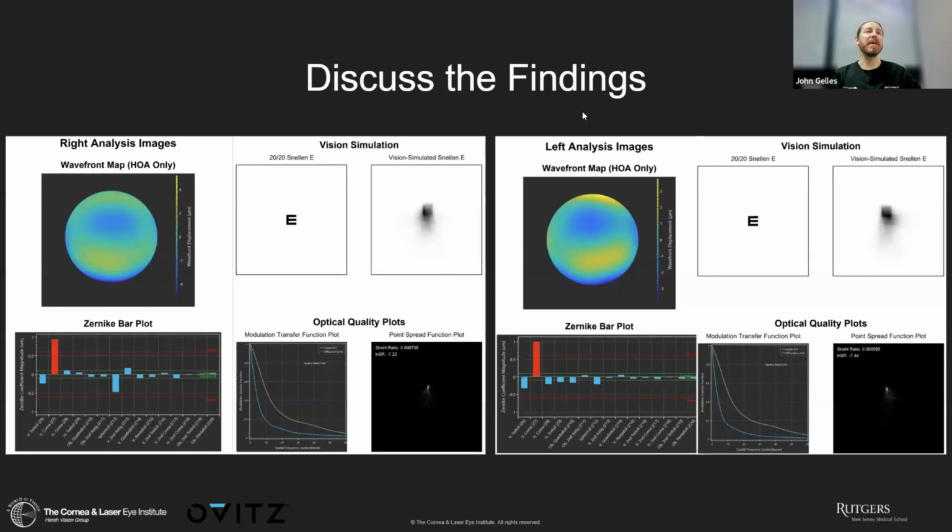The great part about this is Ovitz makes it very simple for you to discuss with the patient. So what I do is I say, look, we want to see that the majority of your aberrations fall within these green lines here, right? That's going to show us what the average individual sees. You can see this red bar here. That's telling us that you have an aberration that's severe. And that's what we're going to look to knock down so it gets more into the blue areas. We want blue bars, not red bars, right? And then we can show them their simulated images here and their point spread functions.